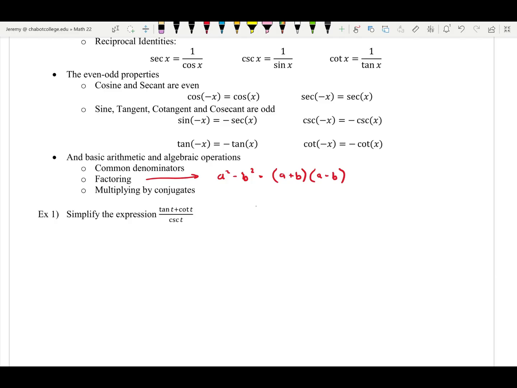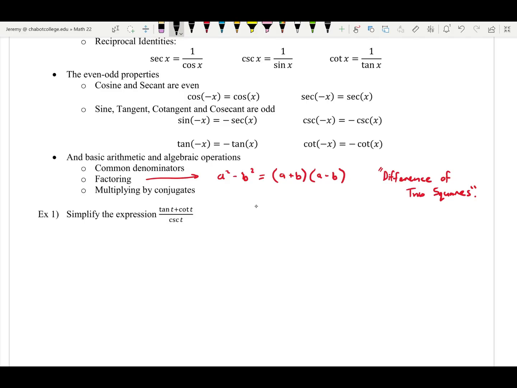You might remember the name of this identity. This is called the difference of two squares. This is another identity from algebra, right? And we use this all the time.